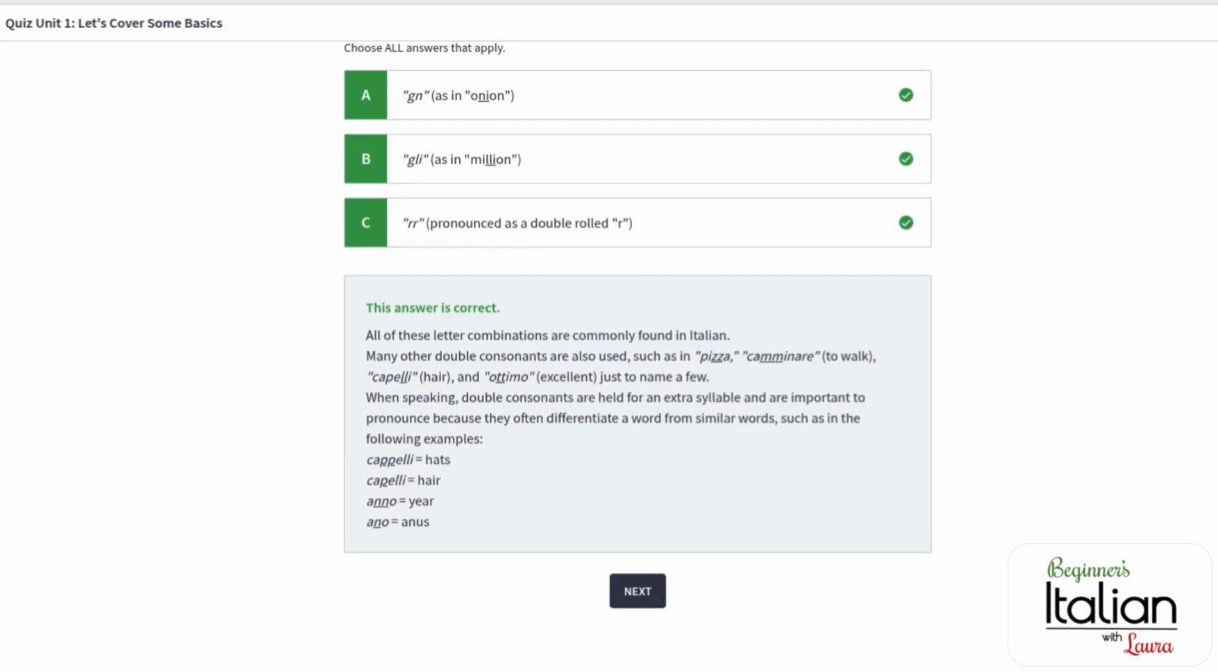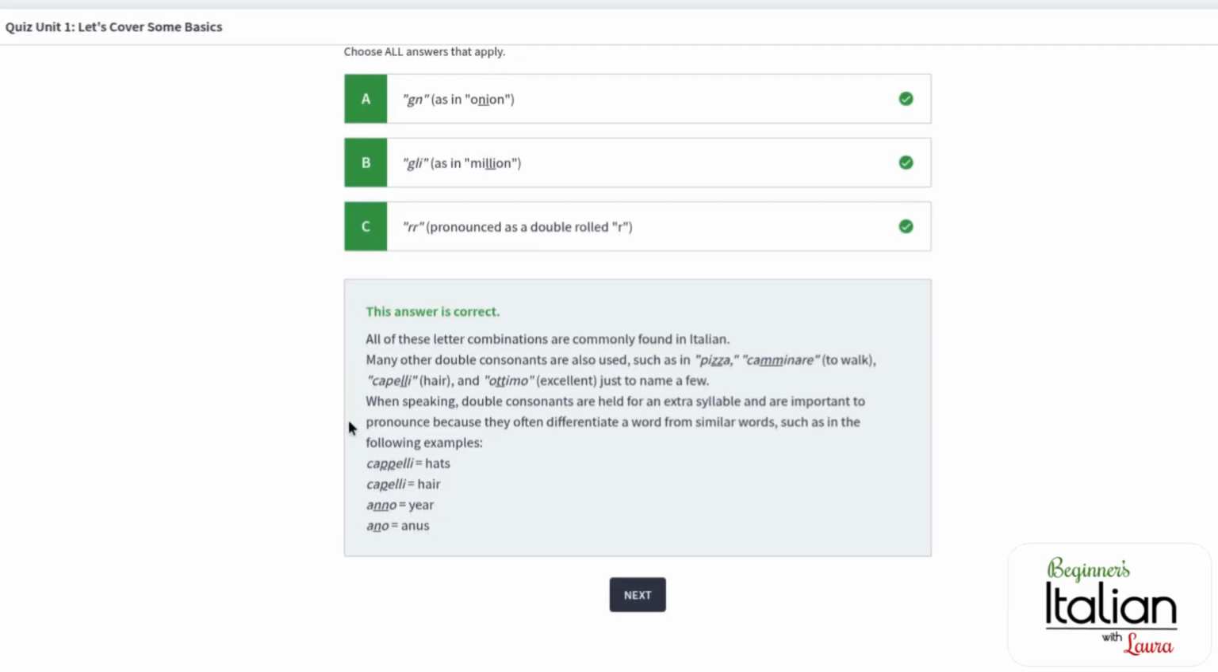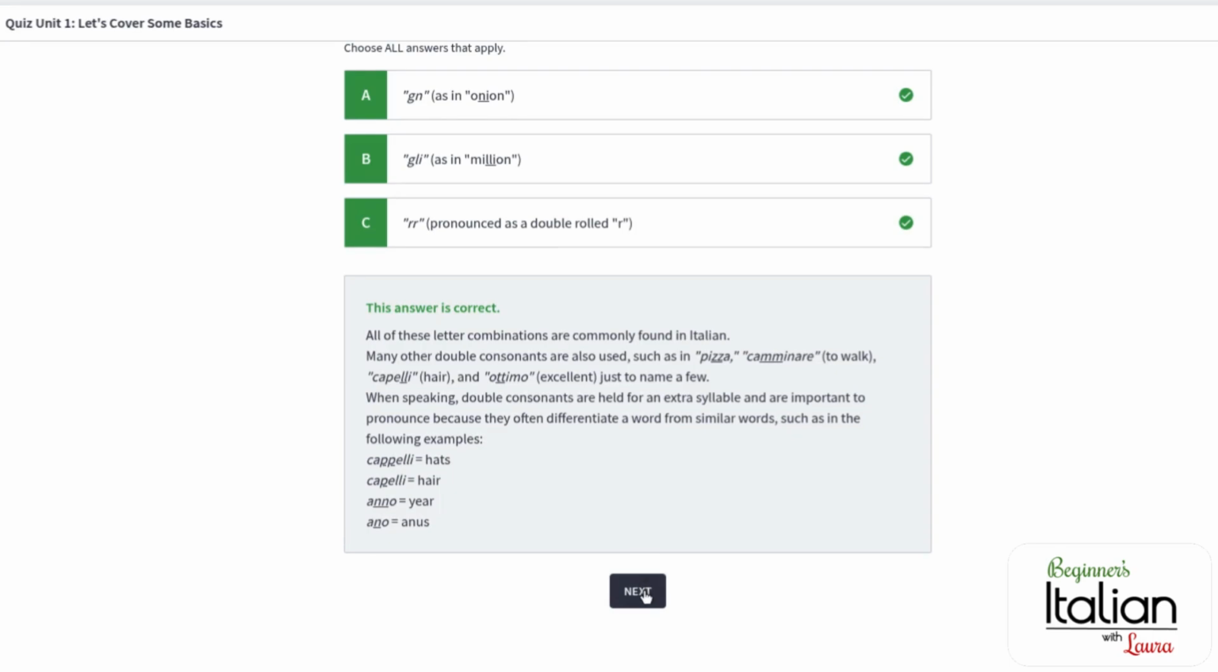they often differentiate a word from similar words, such as in the following examples. Cappelli for hats, capelli for hair, anno for year, and ano for anus. Don't want to get those last 2 mixed up.